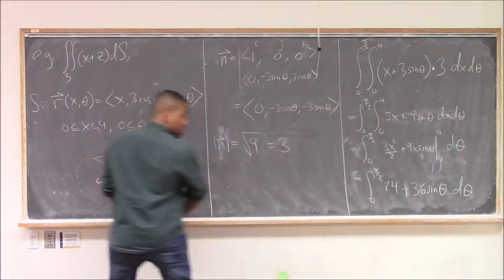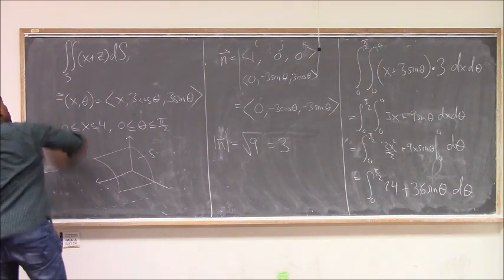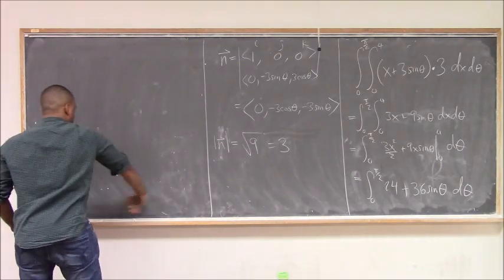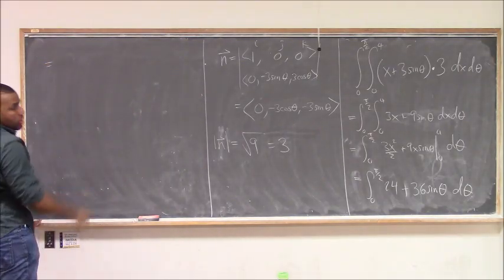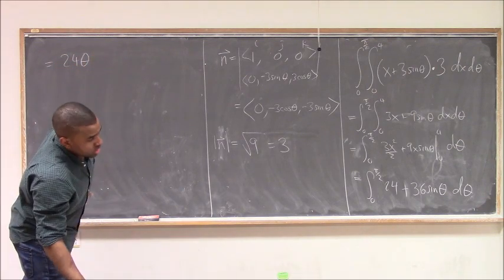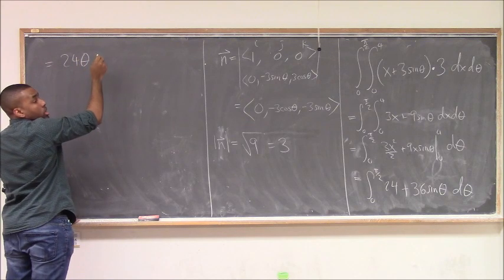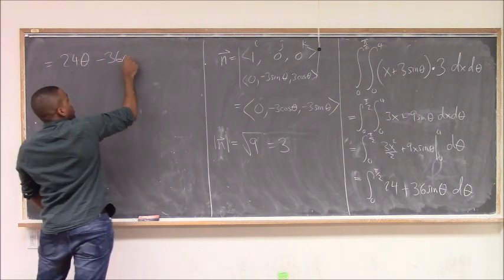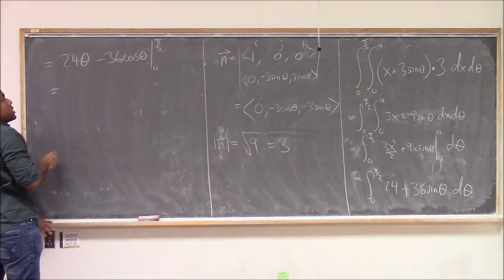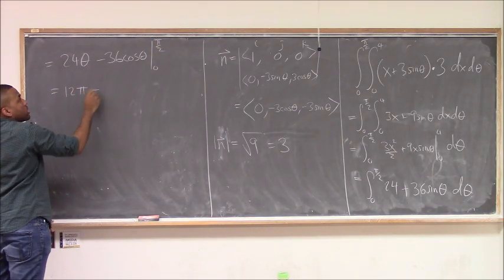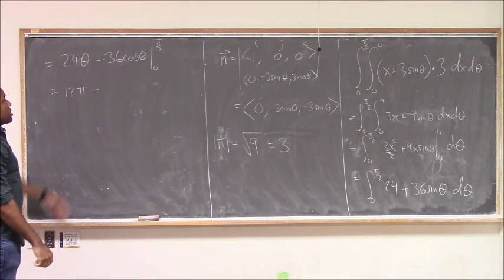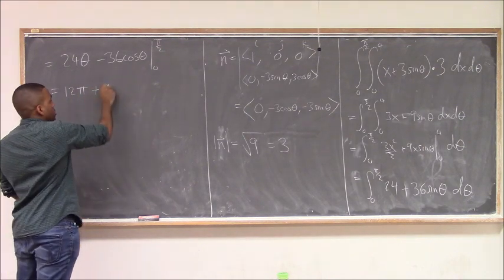And so now I integrate that with respect to theta. So this is 24 theta. Integral of 36 sine theta is what? Minus 36 cosine theta. Between 0 and pi over 2. So that gives us 12 pi. What's cosine of pi over 2? 0. And minus 0 plus cosine of 0 is 1, so that's 36.